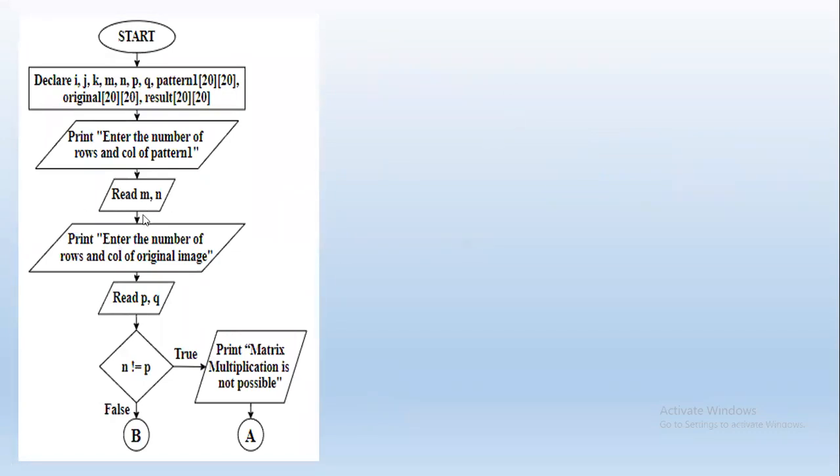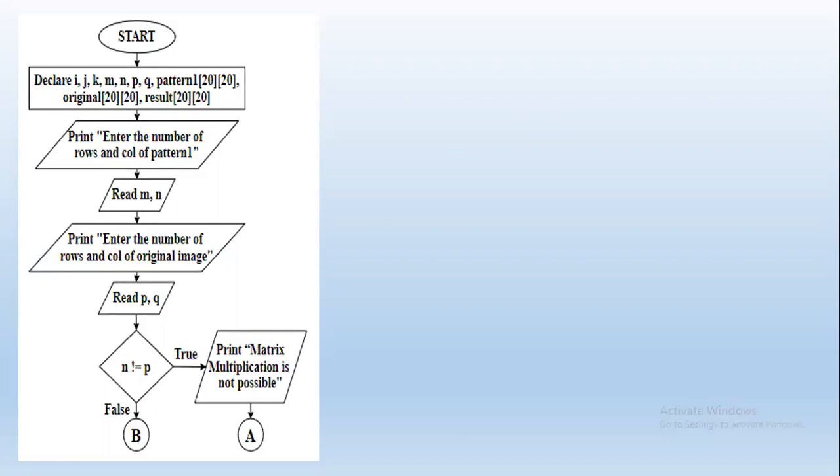So we have the number of rows and number of columns taken as input. The condition we have checked is n not equal to p. If it is true, we cannot multiply, so print matrix multiplication not possible, and then a connector A. Later this A will connect to stop. Otherwise, if n is equal to p, the condition is false, we can multiply. So we will multiply by taking input first.